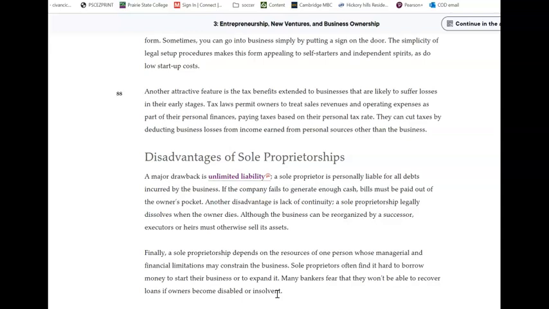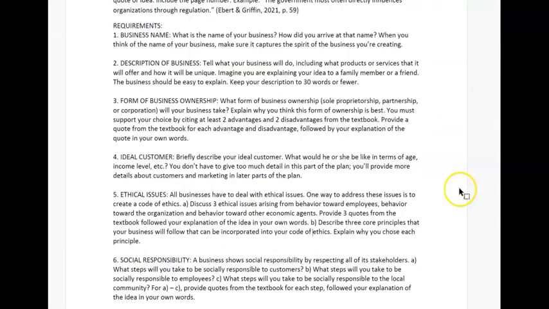Okay, so don't just say this is what the textbook says. Explain what you understand it to mean in addition to the quote. Okay, so we can see, if you have the e-textbook that you're working off of, the advantages are on page 87, the disadvantages are on page 88. You need to indicate that in your answer. Okay, so number 4 is the ideal customer. Oh, and I should say that form of business ownership, that was from chapter 3.